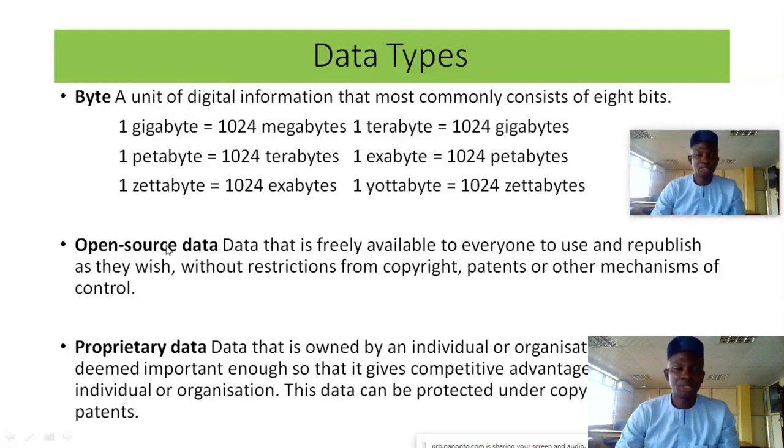So data can be open source or proprietary. When it is open source, it is free. You can use it. So if you download something on the internet and they say it's open source, then you are free to use it. You may just need to reference where you got it from, to avoid plagiarism or just to give credit.